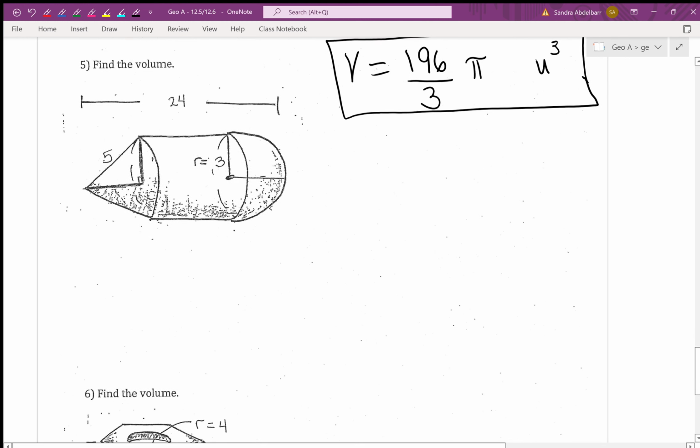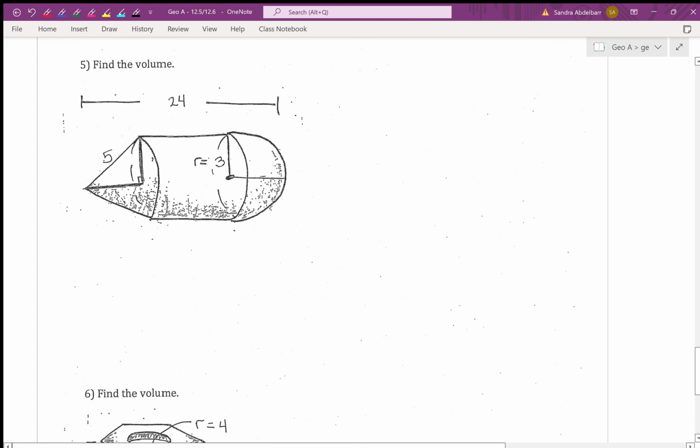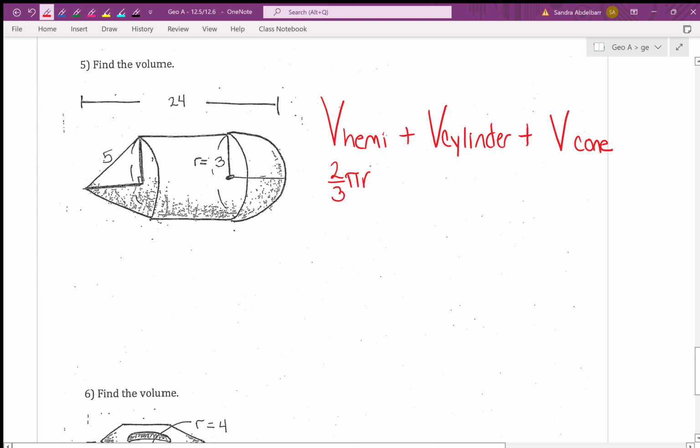All right, ready for number 5? Can I erase from number 4? All right, so we already have a lot going on here. Tell me, what are we finding the volume of? You got it. We're finding the volume of a hemisphere plus the volume of a cylinder plus the volume of a cone. Very good. So we are 2/3 pi r cubed plus area of the base times the height plus 1/3 area of the base times the height. Look at that.